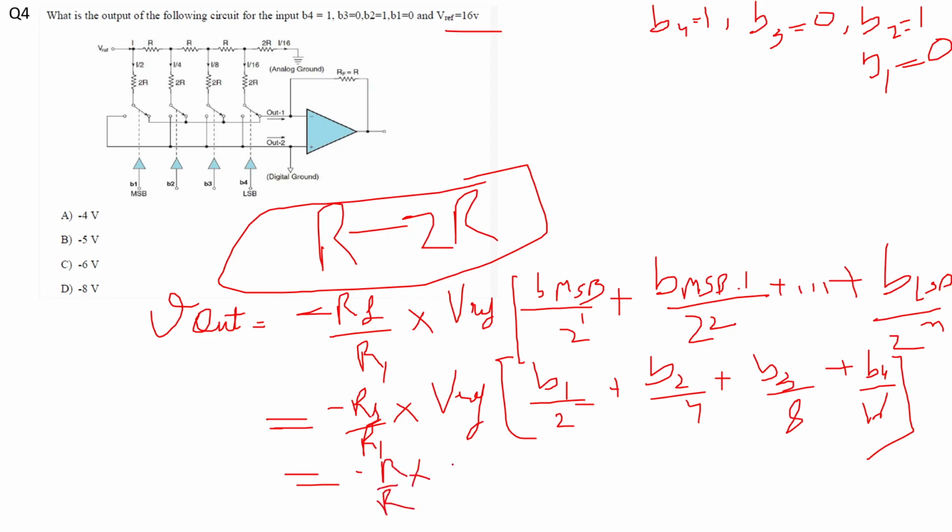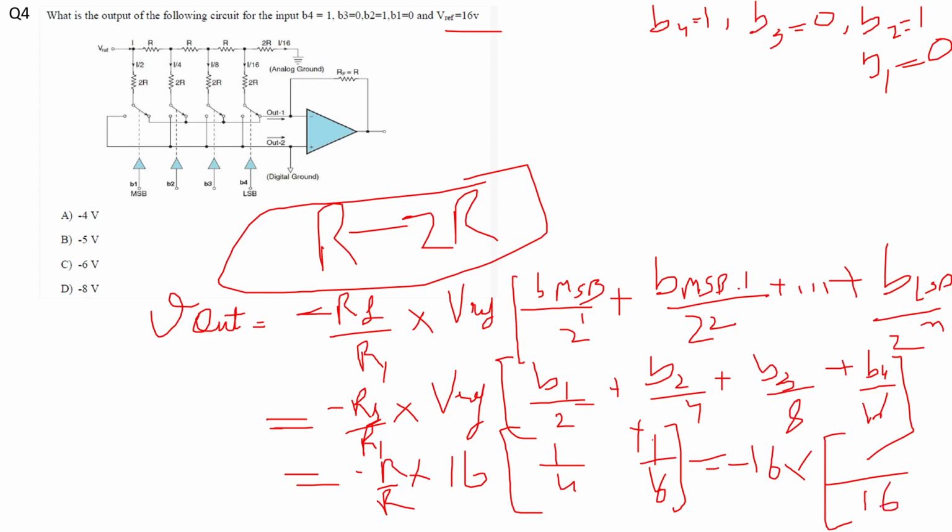Vref is 16 as given in the question, and plugging in the values of my digital inputs, it's 1 by 4 plus 1 by 16, because the rest of them are 0, only B2 and B4 are 1. Then it's minus 16 times (4 plus 1) by 16, so this 16 and 16 will go away, so this is equal to minus 5 volts.